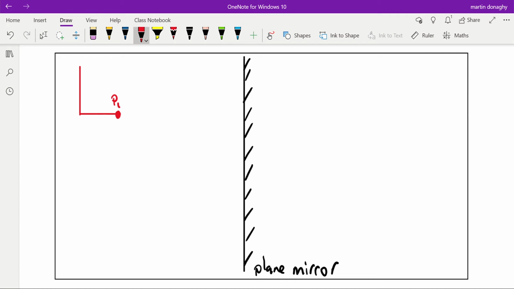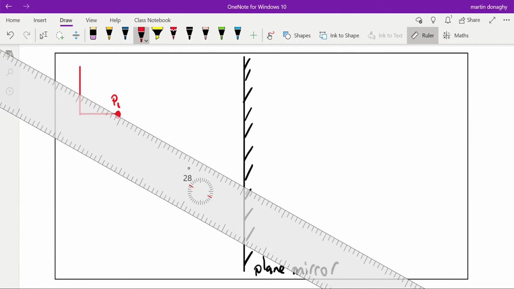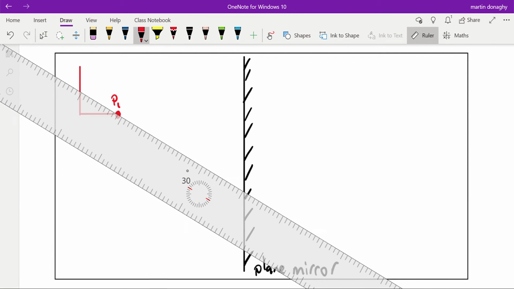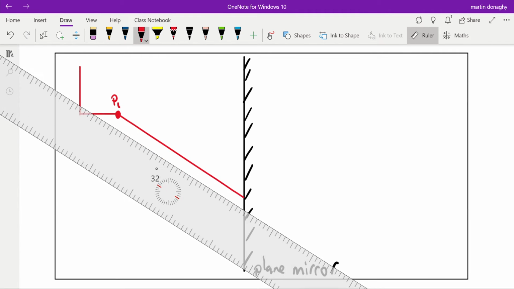Okay, so what we want to do here is find out where the image of this point would appear to be when it's reflected in the mirror. And how we do that is we draw a ray of light coming from that point to anywhere. It doesn't matter, just pick an angle and draw a ray of light to that mirror.